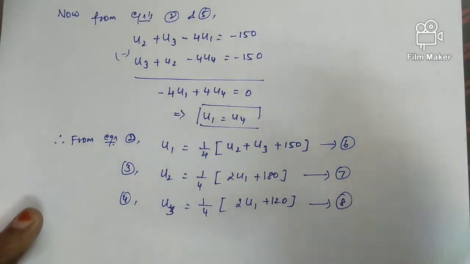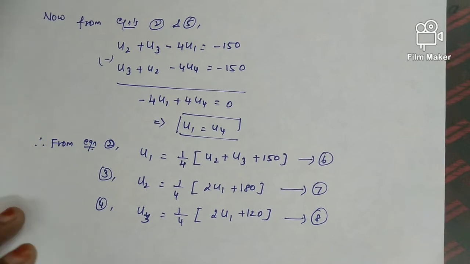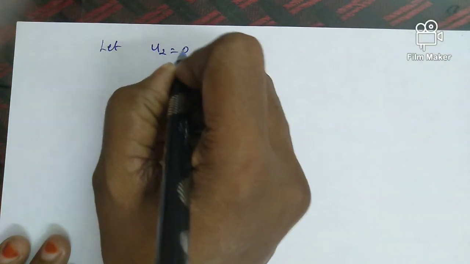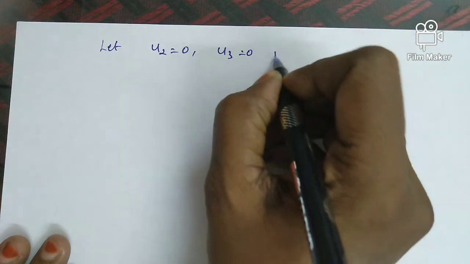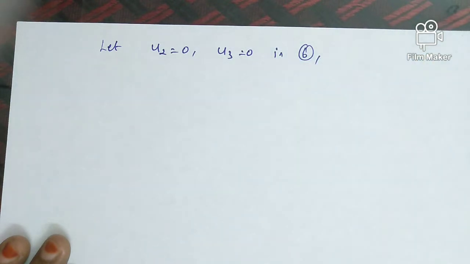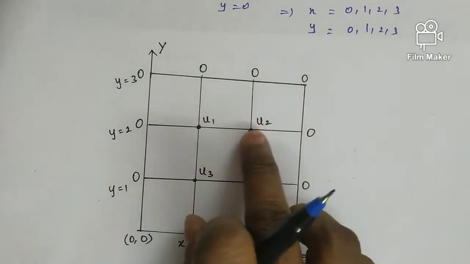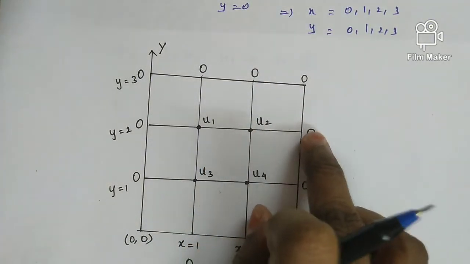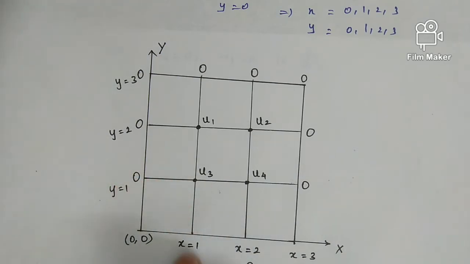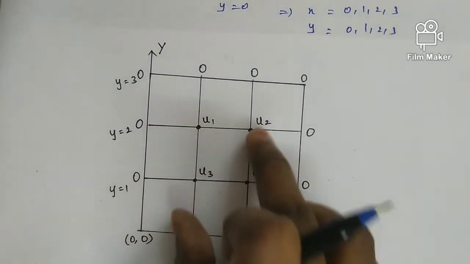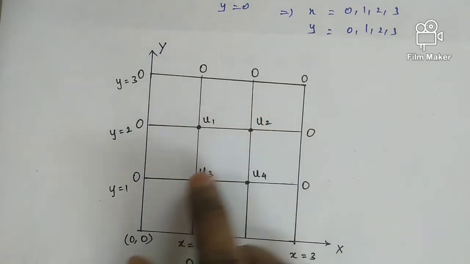Solving these equations by any one of the iteration methods, we can get the solution for u1, u2, u3 and u4. First we are going to take u2 equal to 0 and u3 equal to 0 in equation 6. Why are we taking u2 equal to 0 and u3 equal to 0? Because it's given in the question that on the boundaries the values are 0. Now look at this: u2 value is 0 plus 0 by 2, that is 0, and here also u3 is 0 plus 0, by 2 we get 0.